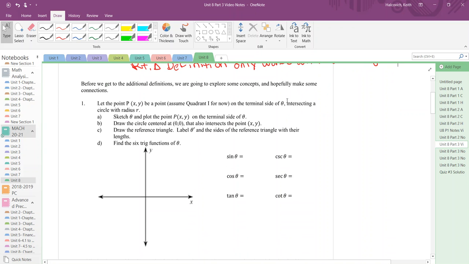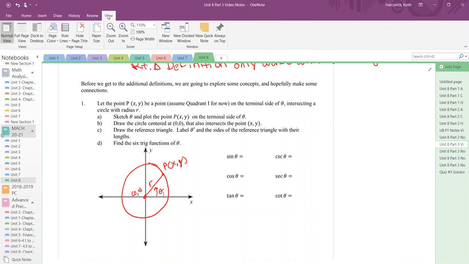Before we get to additional definitions, we're going to explore some concepts and hopefully make some connections. First of all, we'll let P be a point, assuming quadrant 1 for now, on the terminal side of theta, intersecting a circle with radius r. So we're going to draw a circle here. The center is 0, 0. The radius is r. This is a point x, y. And then theta goes there.